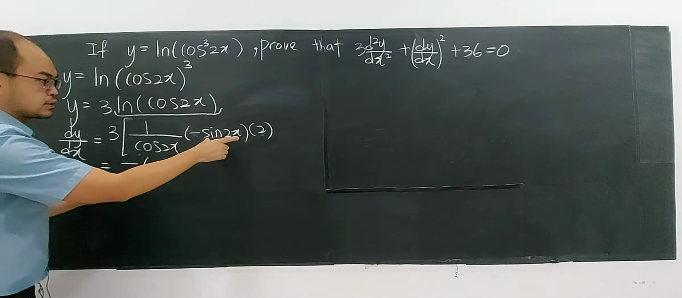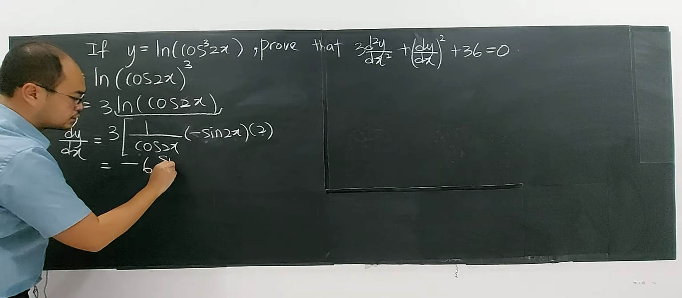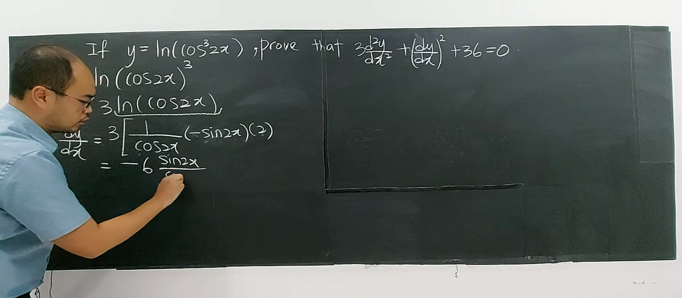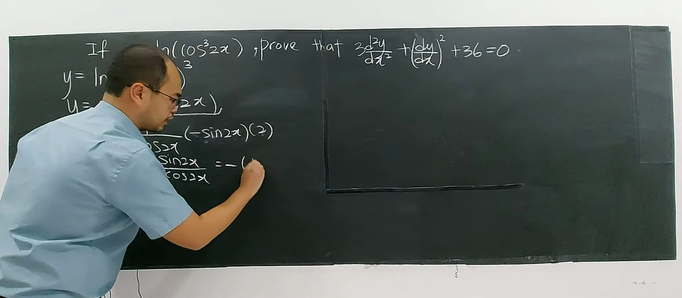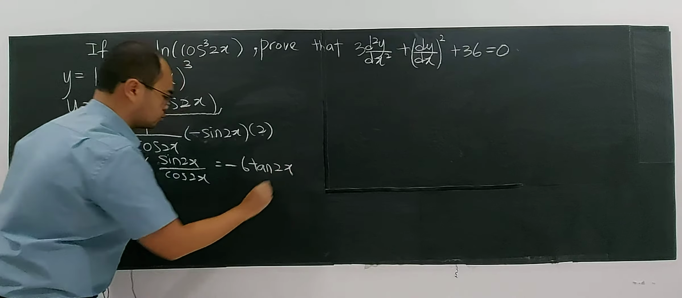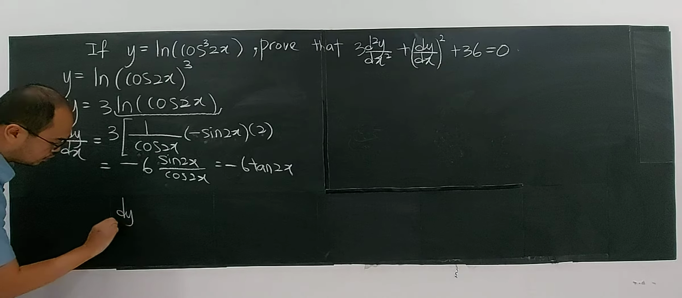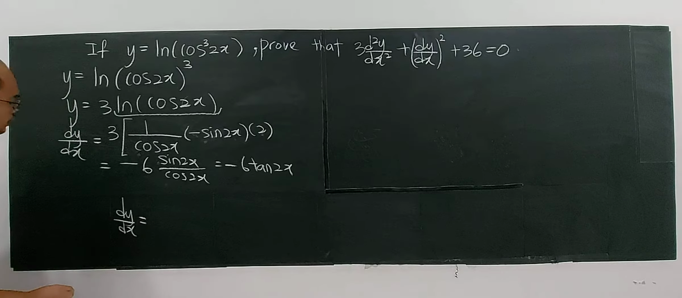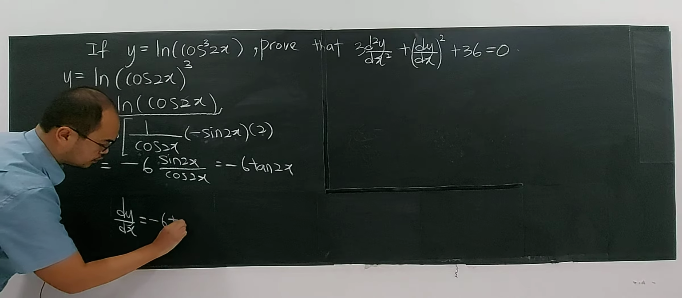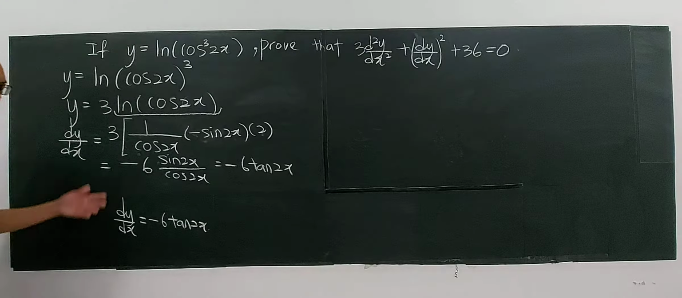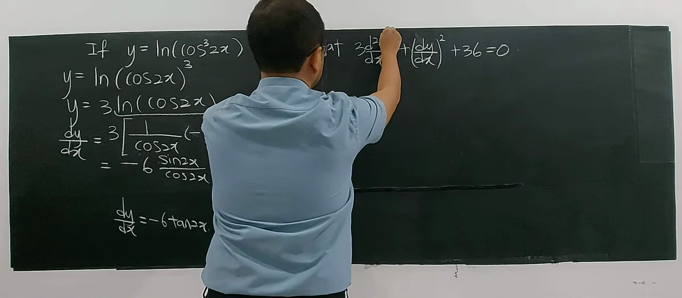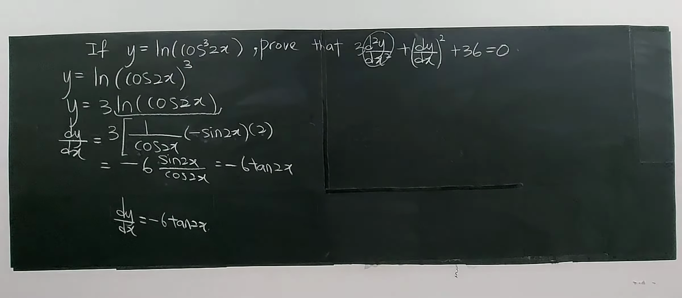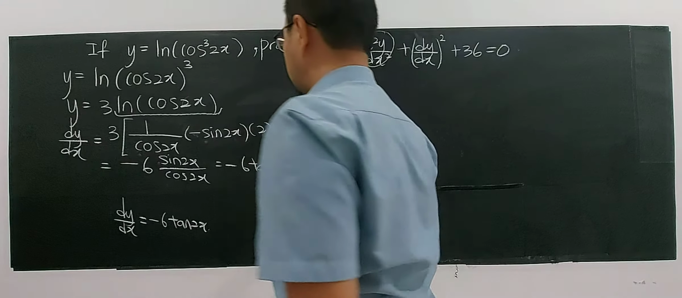Then you have sine over cos. If I rewrite, this is sine 2x over cos 2x, which is the ratio of sine to cos, so I can rewrite this as negative 6 tangent 2x. So finally, dy/dx is negative 6 tangent 2x. At least you know how to do dy/dx here. But you still need d2y/dx2, so you need to differentiate this one more time.